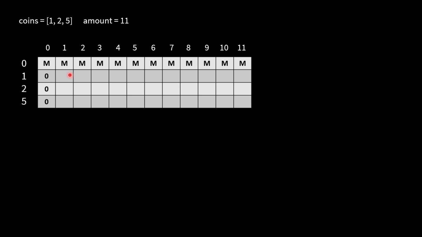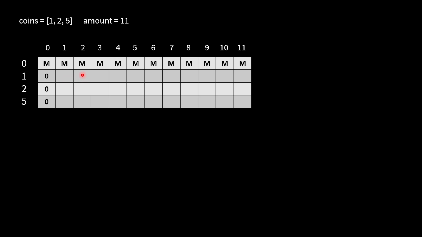Let's start at this very cell. Since we are at this very cell, what does this cell indicate? It indicates that we need to achieve a target amount of 1 using a coin having value 1. We can simply achieve it taking a coin of value 1 one time. That means if I write here 1, I will simply achieve this amount.